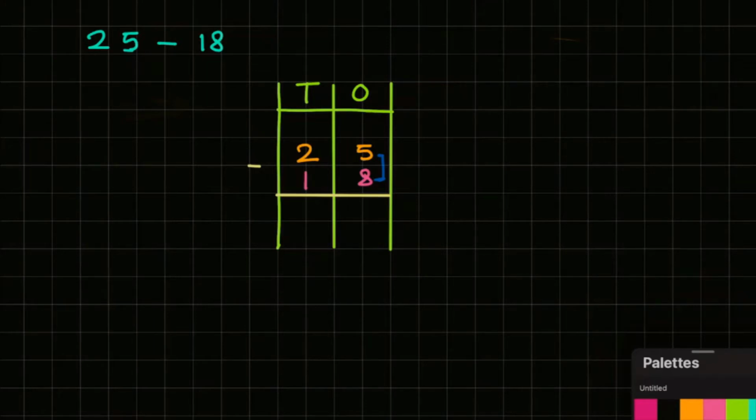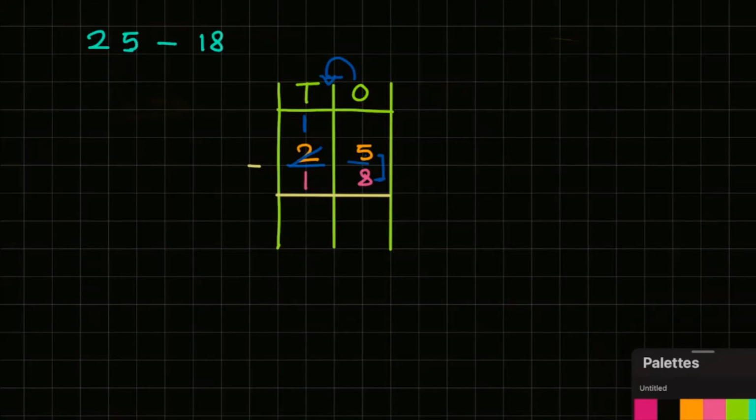So to solve the situation, what we do is we borrow one number from the other house. So we go to the next house, or the next column, that is tens column, and we borrow one number from tens column. Since the value of tens column is 2 in case of 25, this 2 will become 1 because he is giving away one number to the ones house. So he will give away 1 over here.